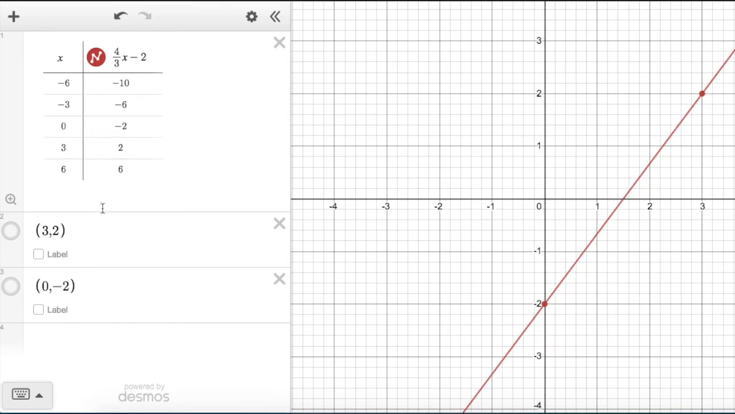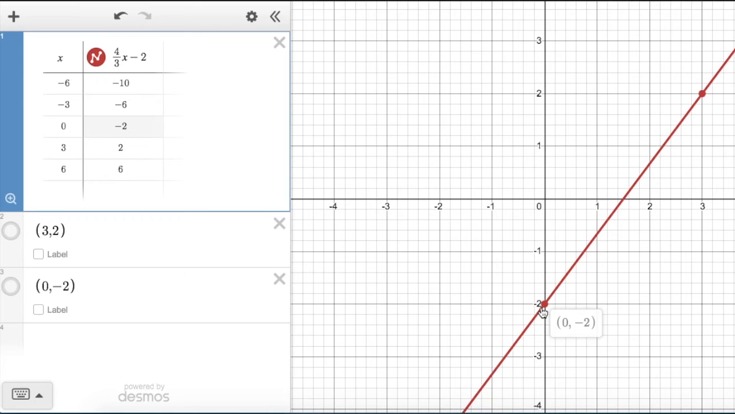Let's look over here. On the table, where is your y-intercept? It's wherever x is 0. The corresponding y value to when x is 0, negative 2, that is your y-intercept. You can see that it is the same thing here on the graph. Negative 2 is your y-intercept, and in the table, negative 2. It's the same thing, just a different representation to help you find the y-intercept.